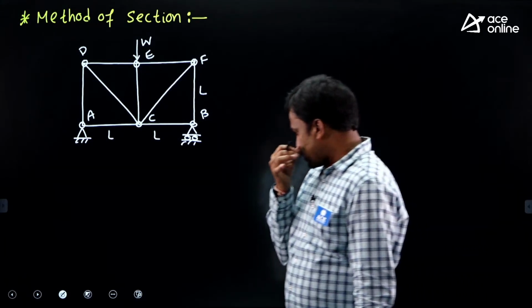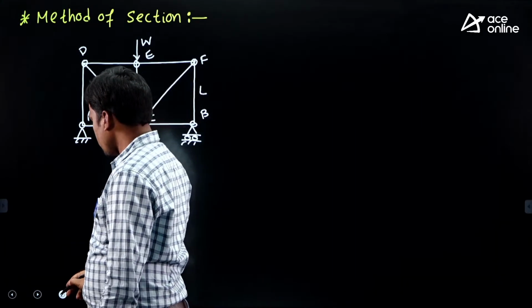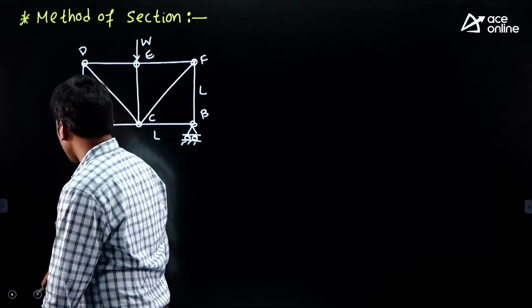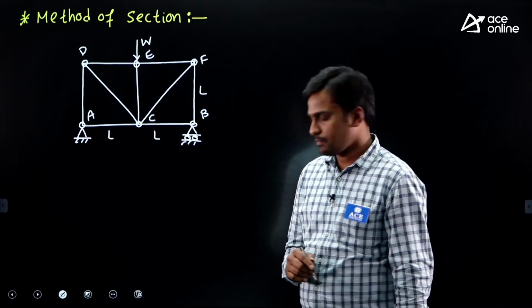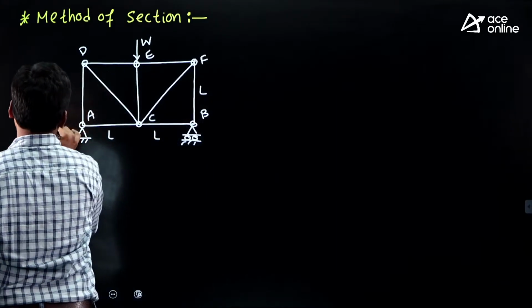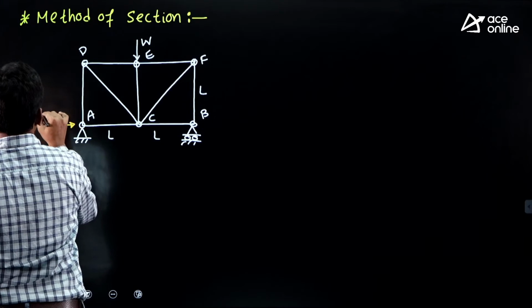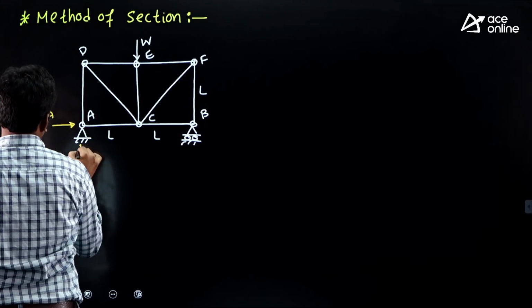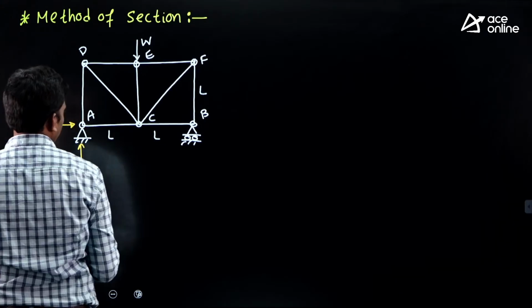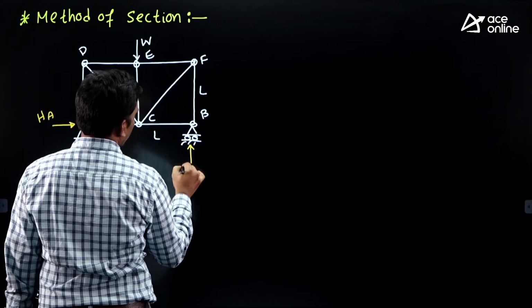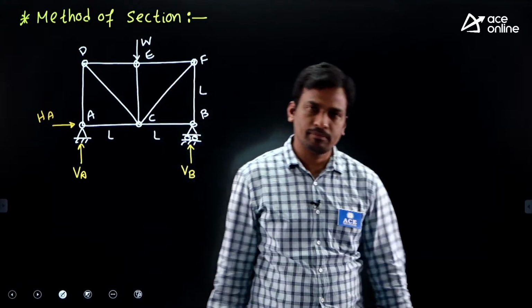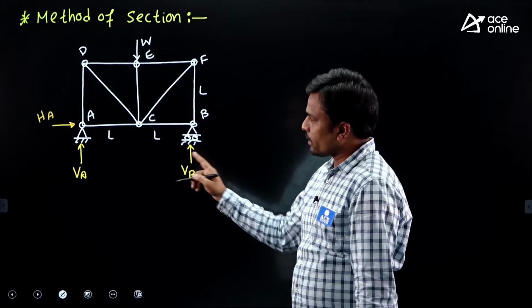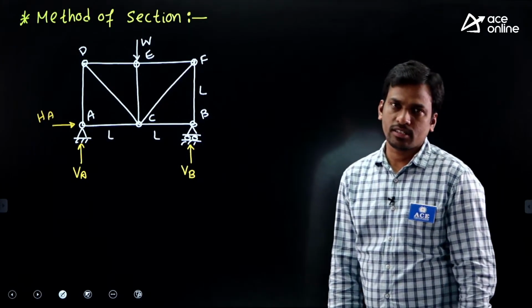Now we'll analyze this truss by using method of section. Right, students. First, we'll find the support reactions. At the hinged support, the number of reactions is 2. What are the 2 reactions? Horizontal reaction and vertical reaction. And at the roller support, only one vertical reaction, VB. First, we have to find the support reactions.